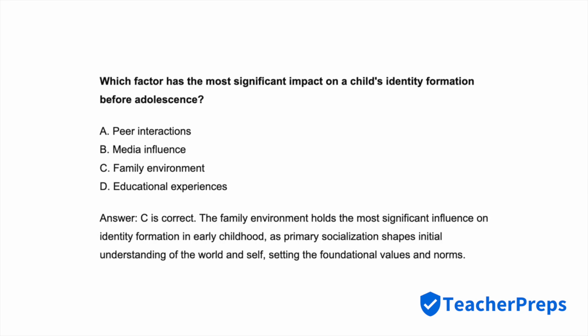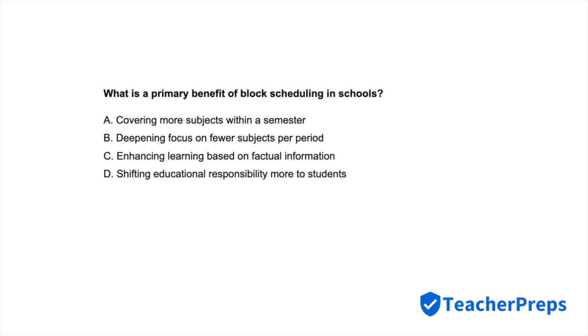Answer C is correct. The family environment holds the most significant influence on identity formation in early childhood, as primary socialization shapes initial understanding of the world and self, setting the foundational values and norms. What is a primary benefit of block scheduling in schools?